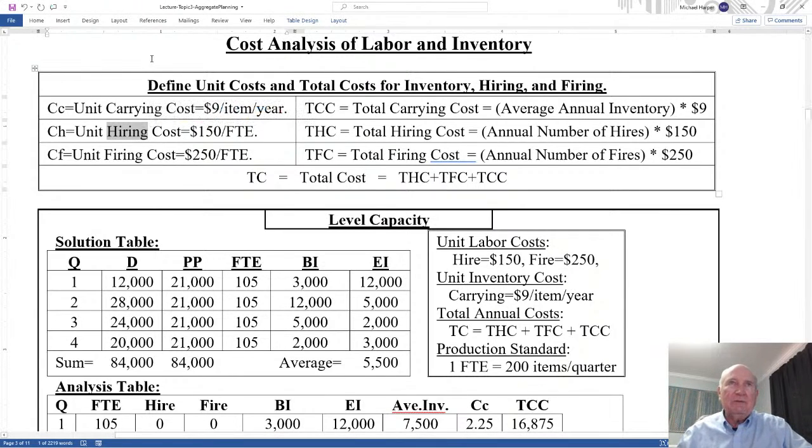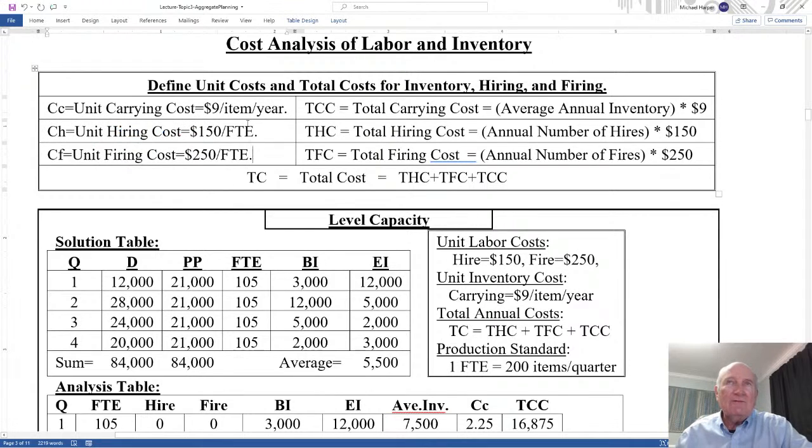And hiring could be going from part-time to three-quarter time, and so it's increasing the number of FTEs. It doesn't necessarily mean hiring people. Hiring just means increasing FTEs. Hiring and firing are descriptive terms. And firing, C sub F, is $250 per FTE.